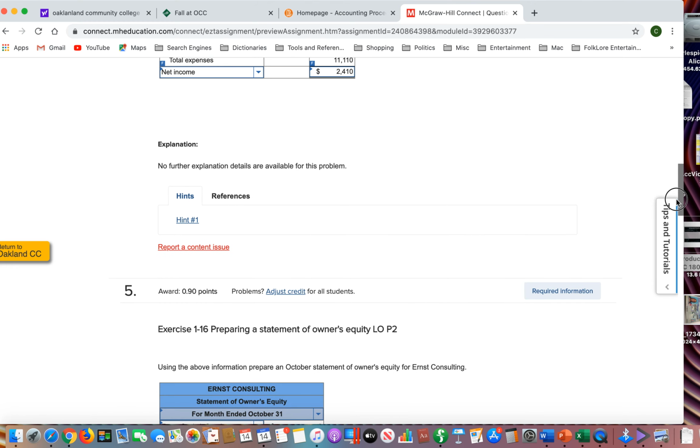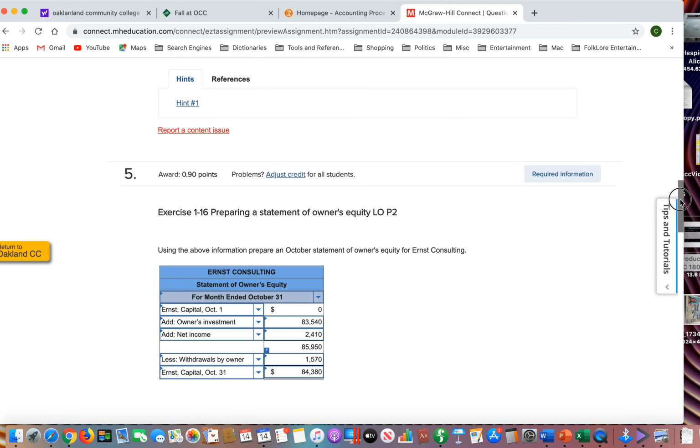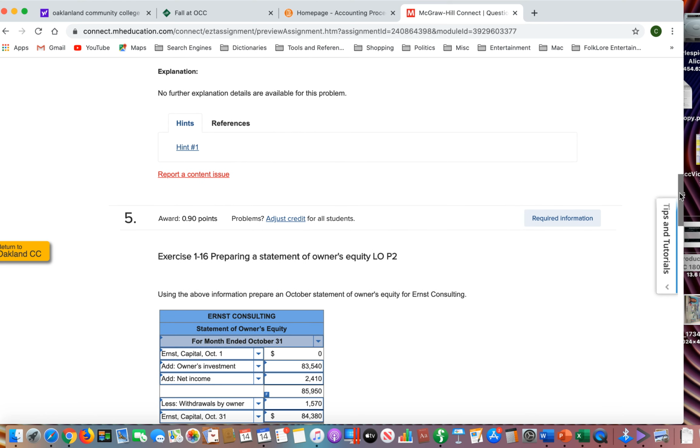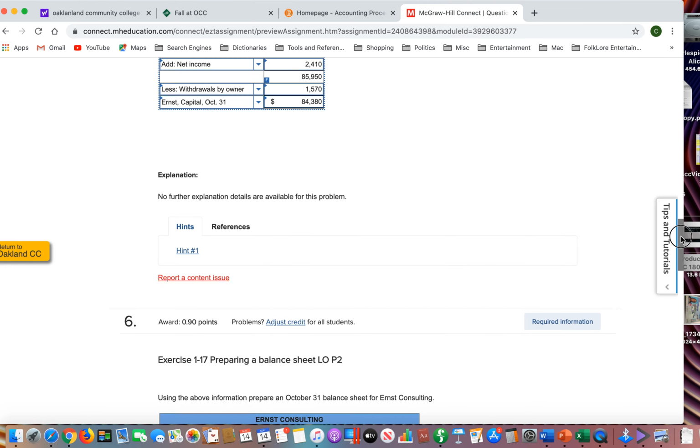Now don't forget, the only place that withdrawal occurs is on the owner's equity statement. Withdrawals do not belong on the balance sheet, and withdrawals do not belong on the income statement. They only belong on the owner's equity statement. And also notice this. The income statement and owner's equity cover a period of time. You have to identify what period of time you're talking about. The balance sheet does not cover a period of time. It is a moment in time.